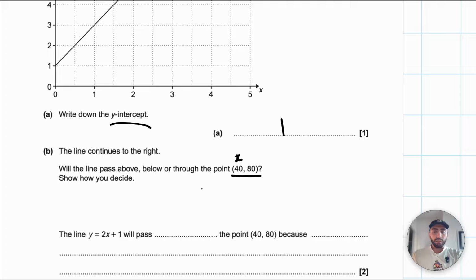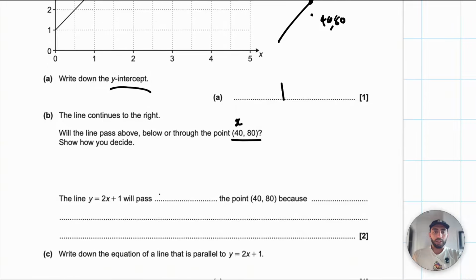Let's just think about the point that they gave us. They gave us 40, 80. So 40, 80 is over here. And that line is going through 40, 81, which is just above it. The line y equals 2x plus 1 will pass above the point 40, 80, because when x is 40, y is equal to 81.